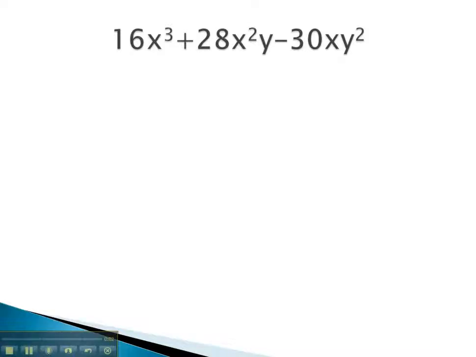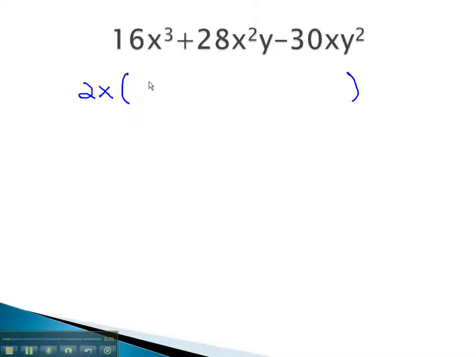Now we're ready to factor this problem. Again, we are factoring with always remembering to look for the GCF first. The greatest common factor here between 16, 28, and 30 we see is 2. And all the terms have at least a factor of x.